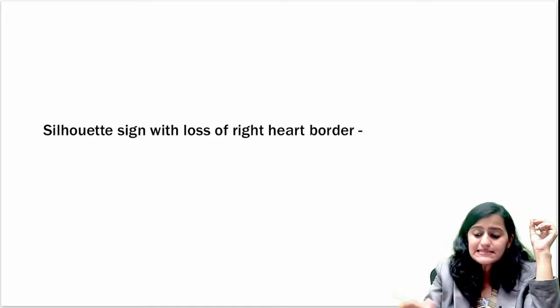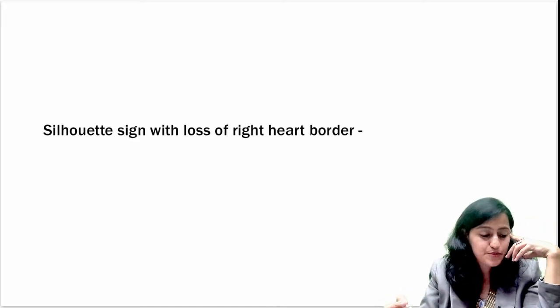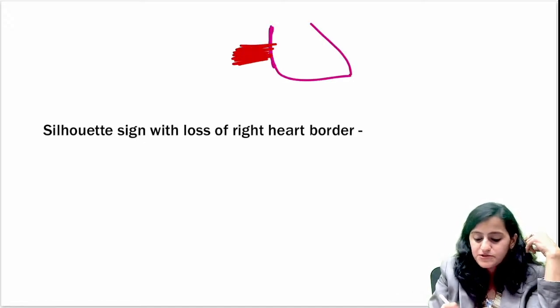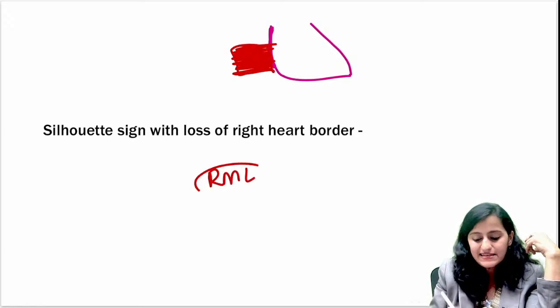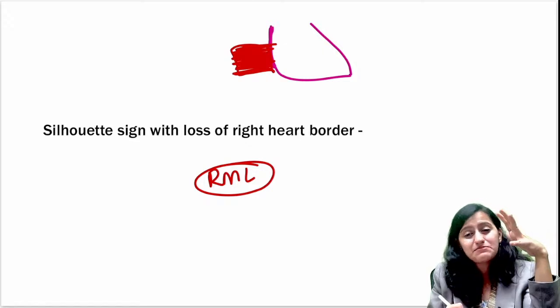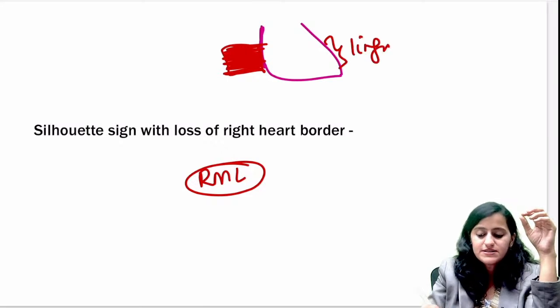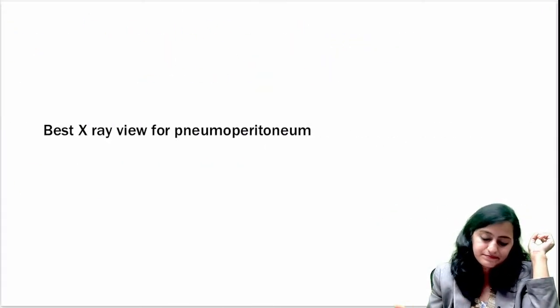Next one. Silhouette sign with loss of right heart border tells you the pathology is where? If this is the right heart border, and you have an opacity which is obscuring the right heart border, where is the pathology? Very good. This is right middle lobe pathology, like right middle lobe consolidation or collapse, if it is silhouetting the right heart border. If it is the left heart border, it is going to be lingula. Silhouette means border.